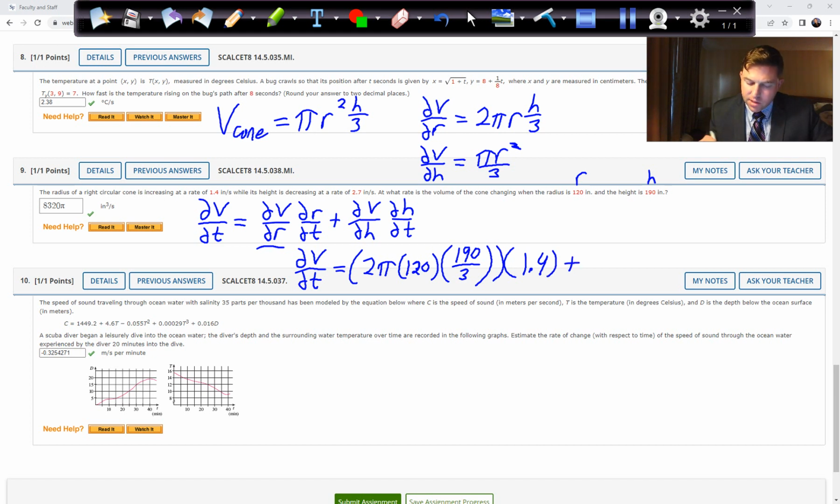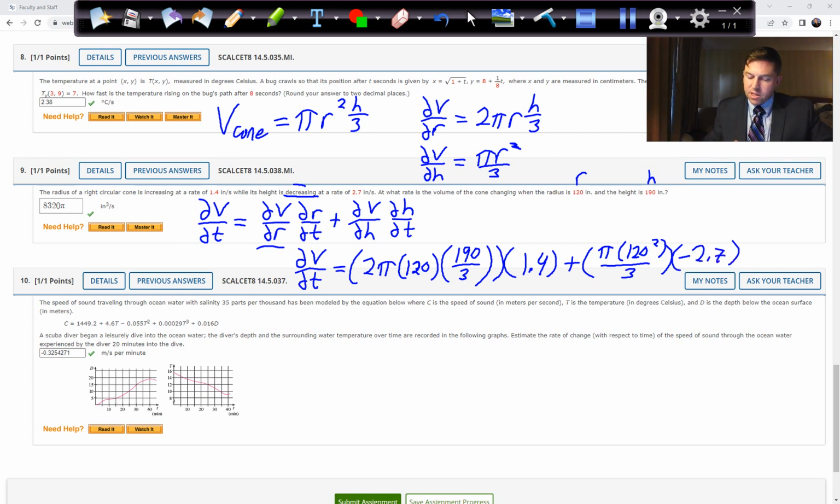Then we have plus dV/dh. dV/dh is pi r squared over 3, so it's pi times the radius squared, 120 squared, all over 3, times the change in height with respect to time. Now be careful: decreasing means it's a negative. So we have negative 2.7.